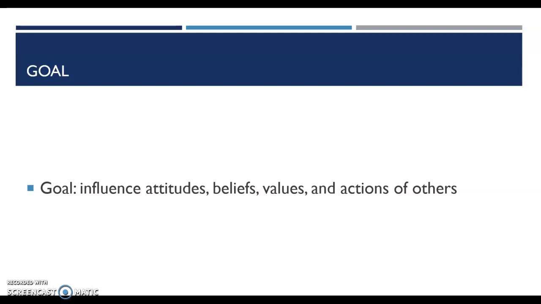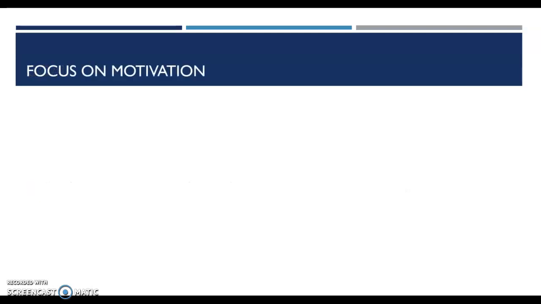The first thing in persuasive speaking is we're going to talk about what the goal is. So the goal of a persuasive speech, and it doesn't just have to be a speech where someone's standing in front of you. We have all different kinds of persuasive speaking in our world. We have motivational speaking, we have commercials. So the goal of persuasive speaking is to influence attitudes, beliefs, values, and actions of others.